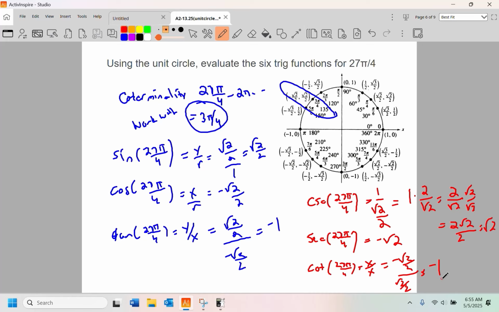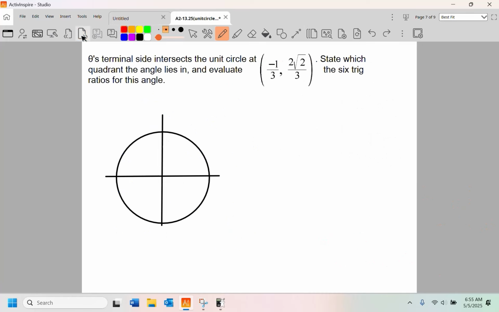All right, not a whole lot left now, is there? Ain't nothing about this too hard. Theta's terminal side intersects the unit circle at the following coordinates: negative 1/3, 2 root 2 over 3. State which quadrant the angle lies in and evaluate the 6 trig ratios for this angle. This one goes back some and up some. So this is definitely a quadrant 2 angle.